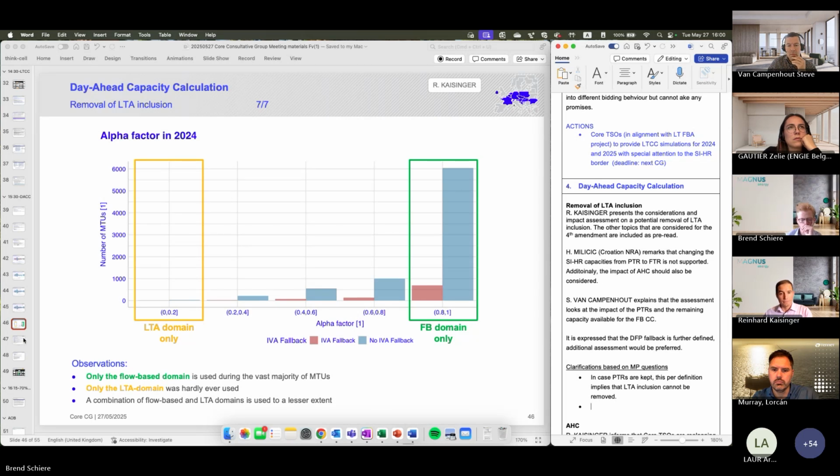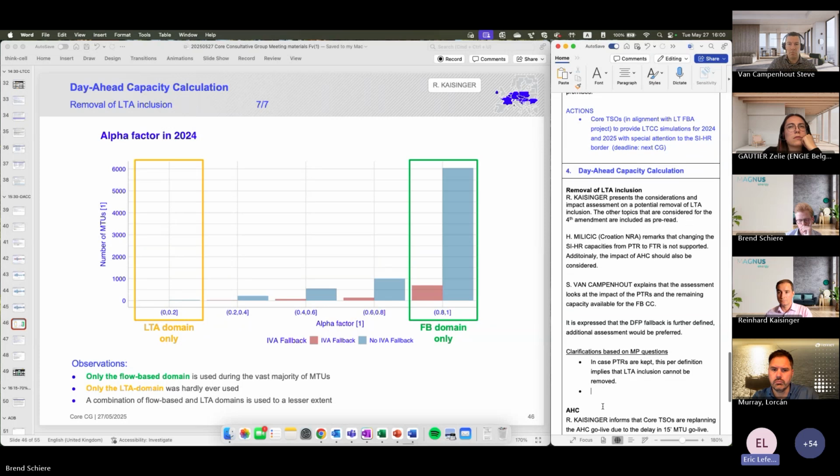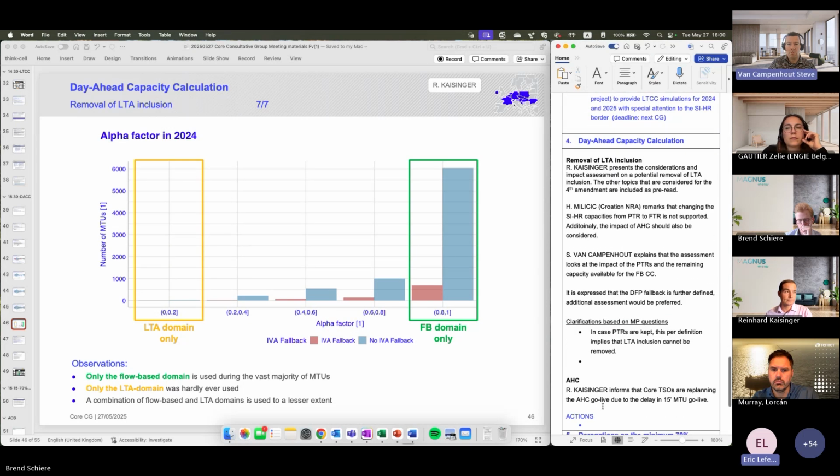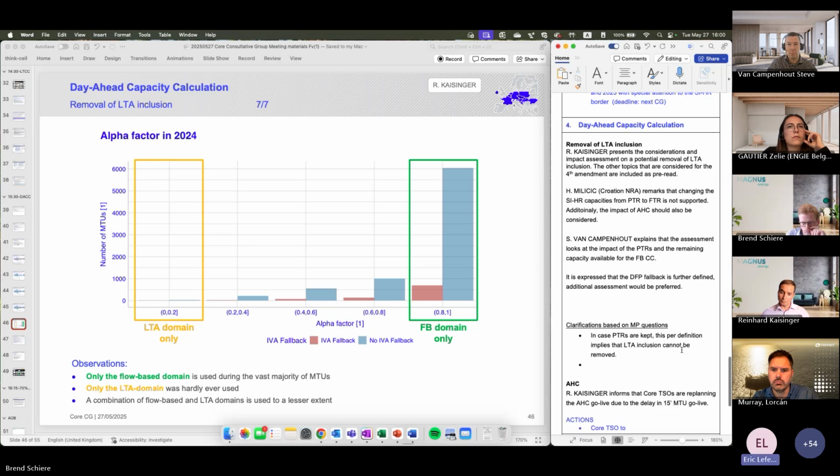Excuse me. Yeah, please. Can you redo the same on the 25 datasets? Because even assuming that it's linked to IVA, if you look at the alpha factor that is used on a daily basis, I don't think there's been a day recently where you've got alpha factor equal 1 on all hours. Typically you've got 8 hours that have alpha factor.